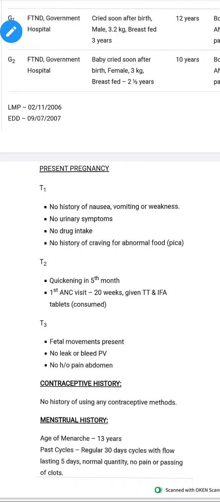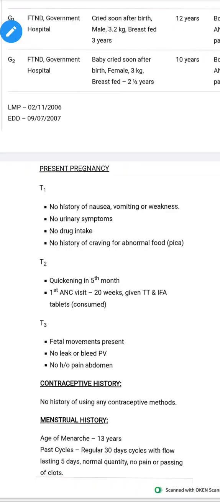In second trimester, quickening in fifth month, first ANC visit at 20 weeks, given TT and iron folic acid that she consumed. That you have to mention, because if she is not consuming the tablets, or she is non-compliant with the iron tablets, then what else she took, any FCM injections or anything, that you have to mention here. Her first ANC visit was not in the first trimester. Here it is in the second trimester at 20 weeks. So probably she didn't take the folic acid tablets.